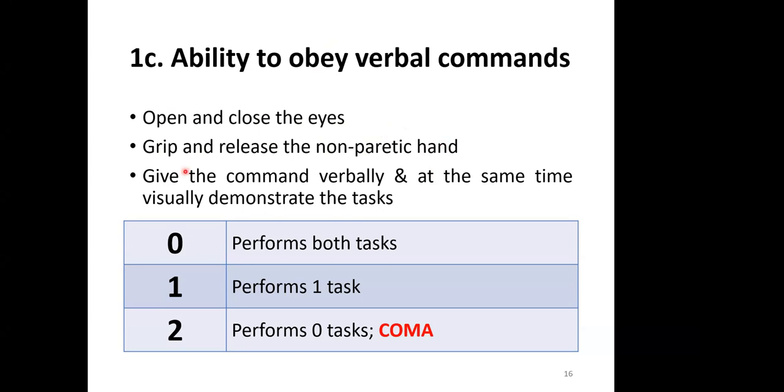Okay, so give the command verbally and at the same time, you can visually demonstrate the task to him. If he cannot hear it, then you can demonstrate the task. This is especially useful if the patient cannot understand what you are trying to tell them, language barrier and all that. If the person can perform both tasks correctly, then you score 0. If only one task, then you score 1. If the patient is comatose, then a standard score is 2.